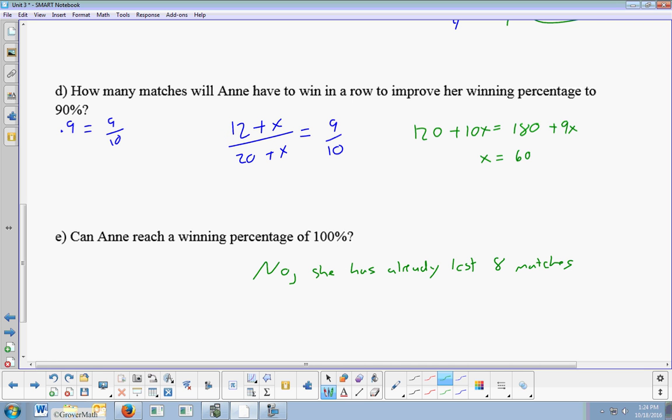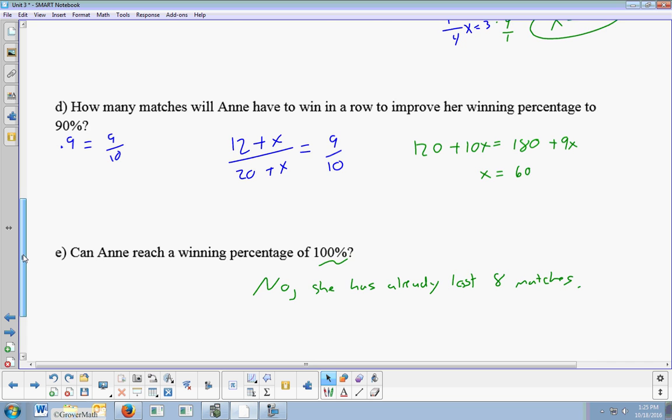And to get 100%, that means you have to have the top and the bottom the same amount. No matter what I add both of these numbers by, they will never become the same amount because they are not the same amount. So she will never quite get to 100%. She could get pretty close, even to like 99%, but she will never quite get to exactly 100% because she's not undefeated. She's lost 8 matches already, so it is not possible to get these two numbers to be the same by adding the same thing. And you can kind of write that out and explain that there.